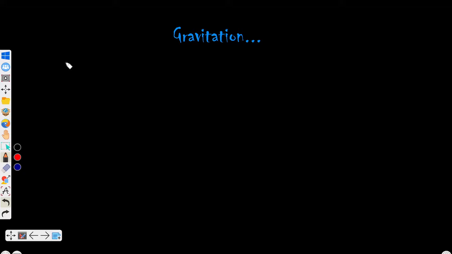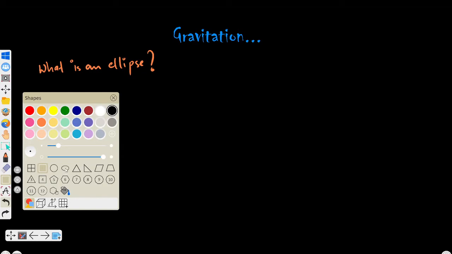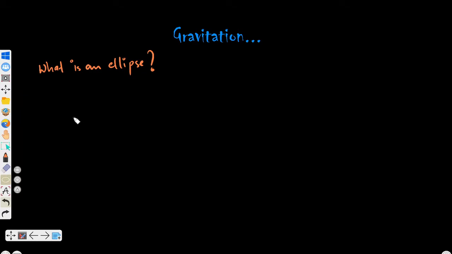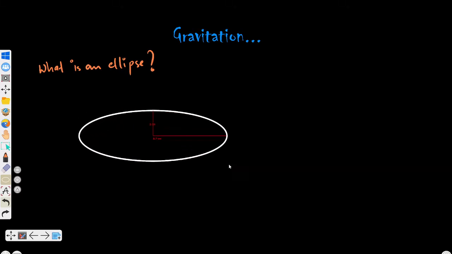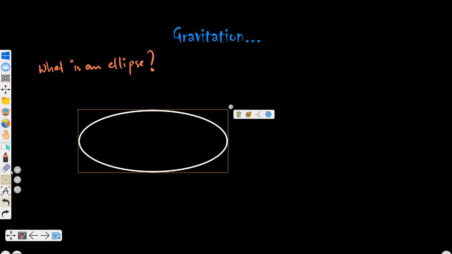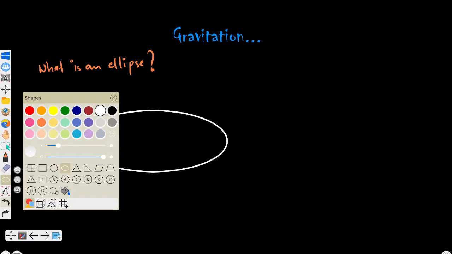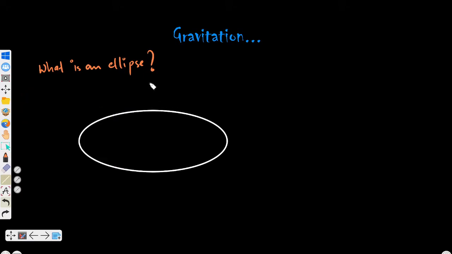Before looking at Kepler's laws, there's one thing that you need to understand. First, we will look at what is an ellipse. To understand this, I'll draw a diagram for you. If you observe, this shape is an ellipse. I'll draw some axes for this.